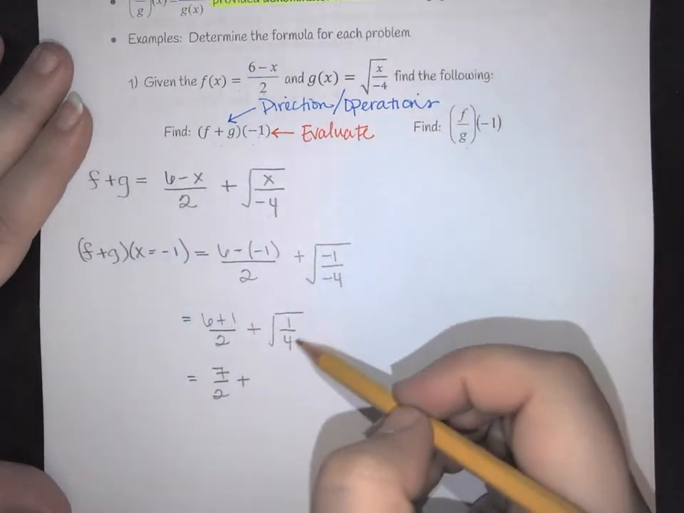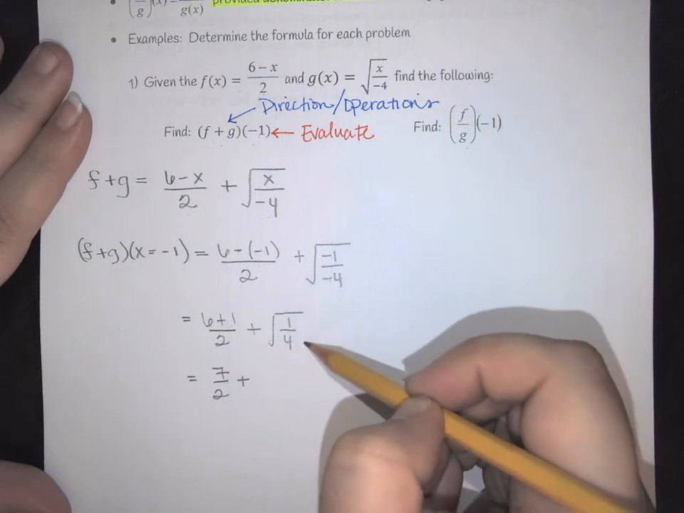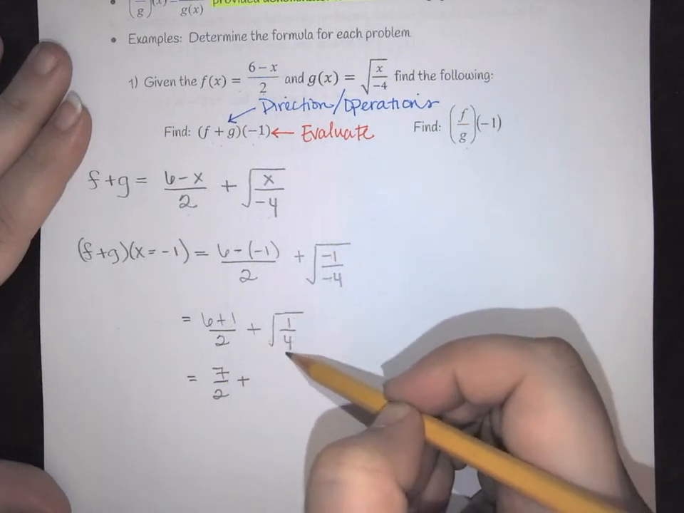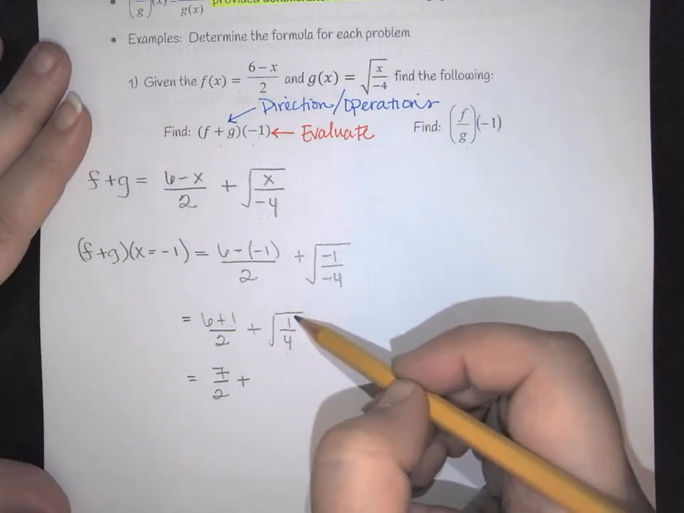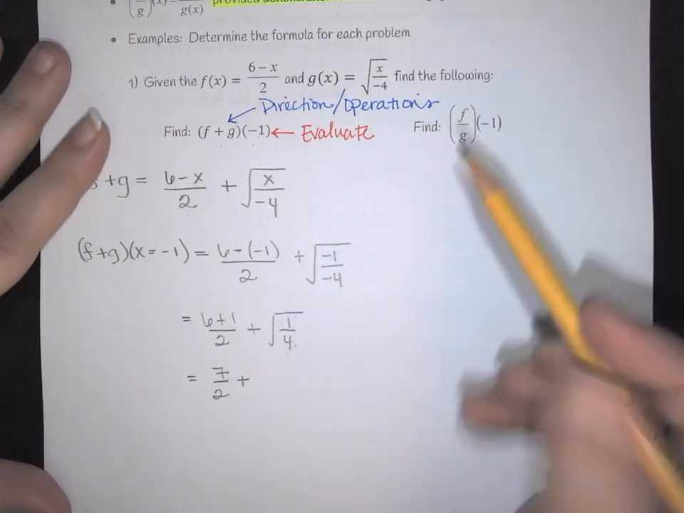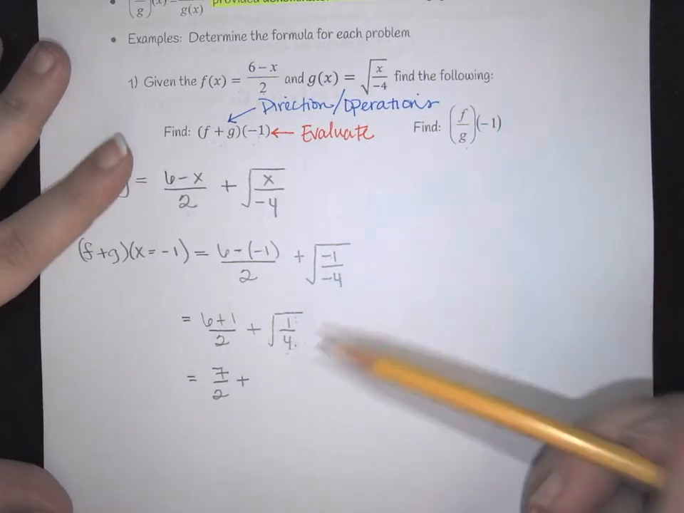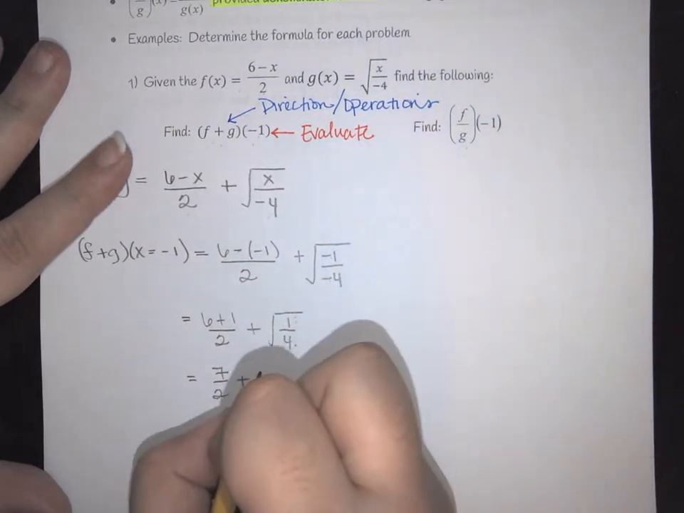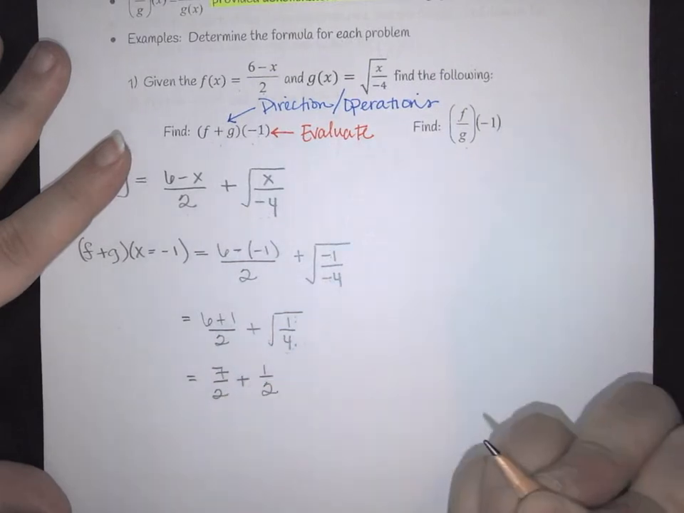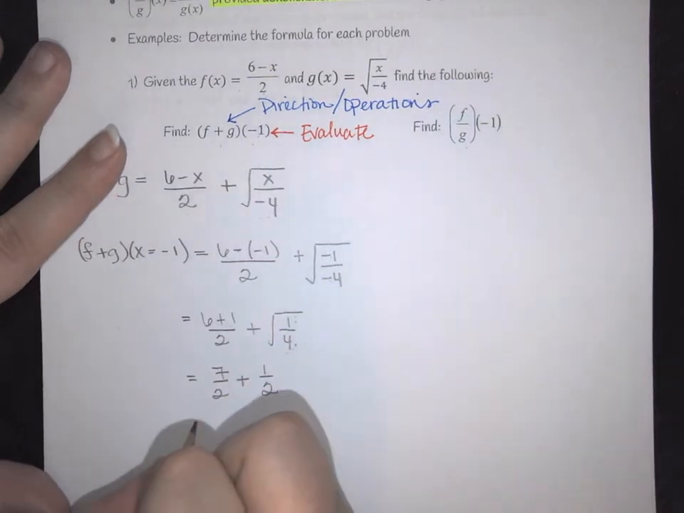And then we have to evaluate this 1/4. So when you take the square root, remember your square root rules. You can break it into the square root of the top and the square root of the bottom. The square root of 1 is 1, square root of 4 is 2. So this is going to break down to being 1/2.